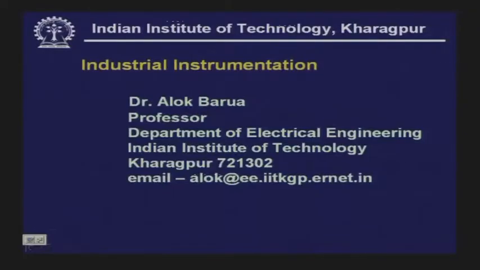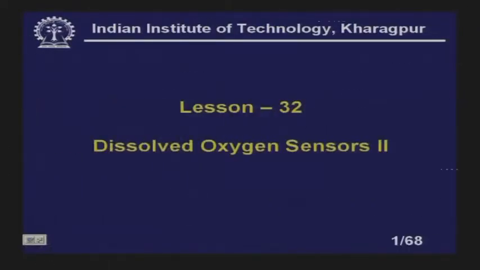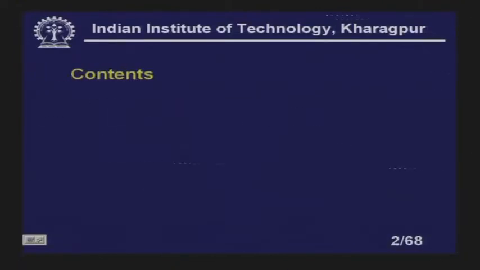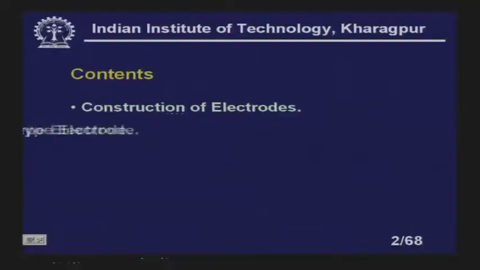As I told you earlier, it is a continuation of lesson 31. Let us look at the contents of this lesson. Lesson 32, dissolved oxygen sensor 2. Contents: construction of electrodes, what is the anode, what is the cathode, what type of material is used for making the anode and cathode, what type of electrolytes we are using, and where the membrane lies. So, all these things we will discuss.